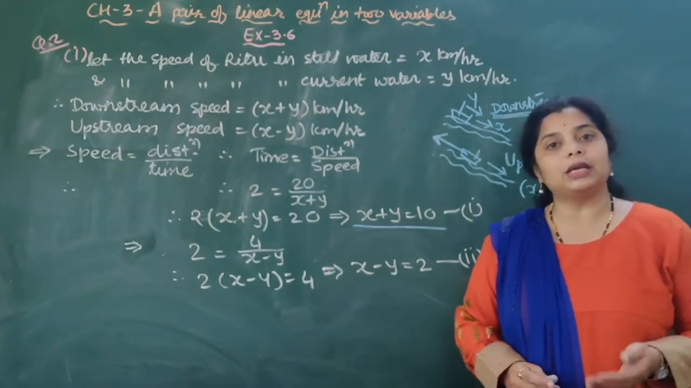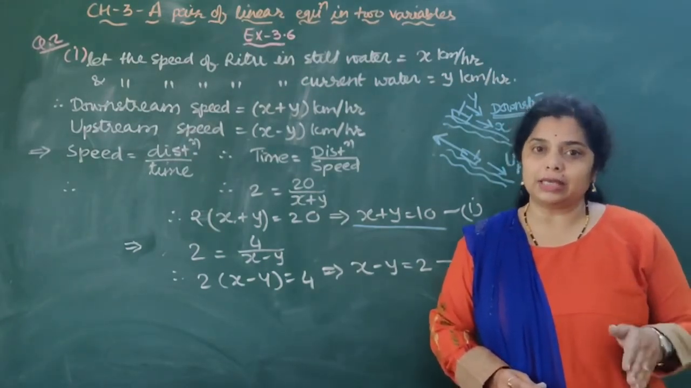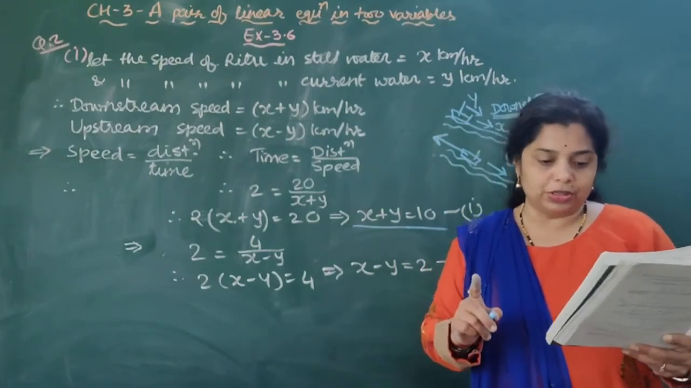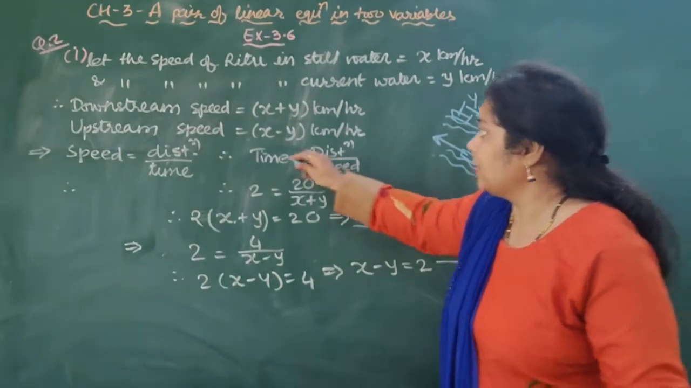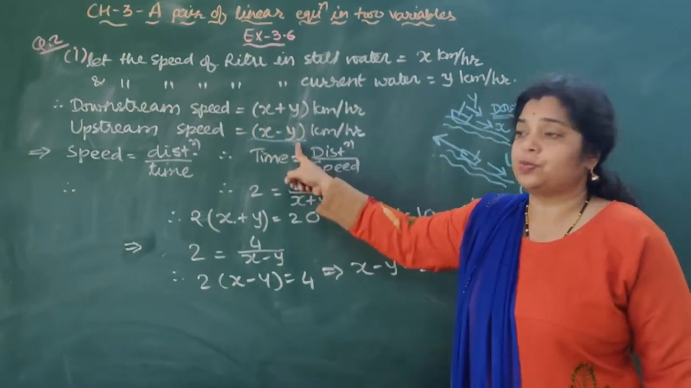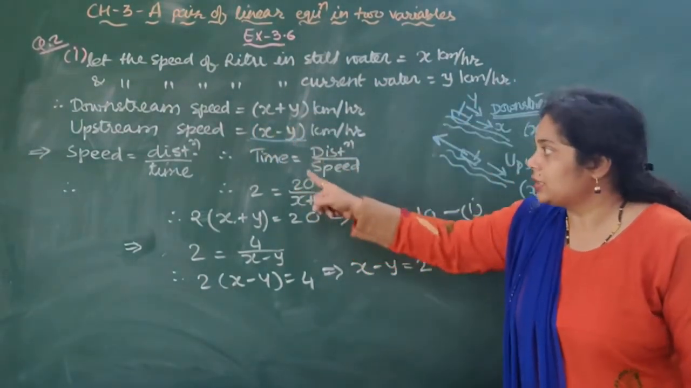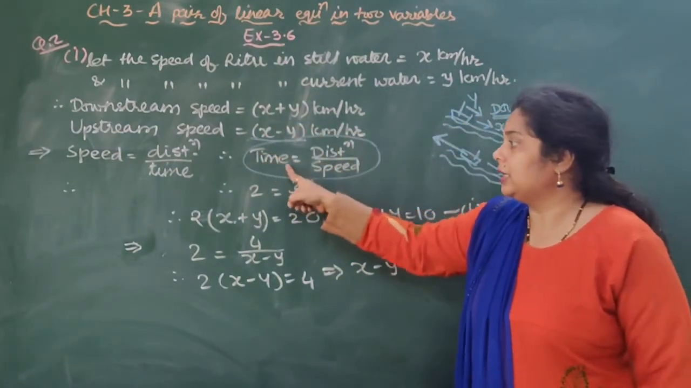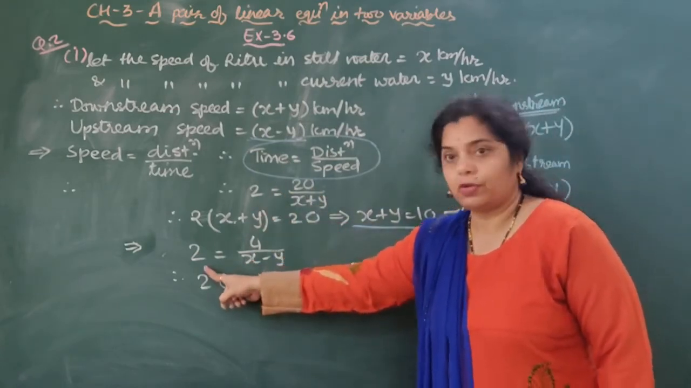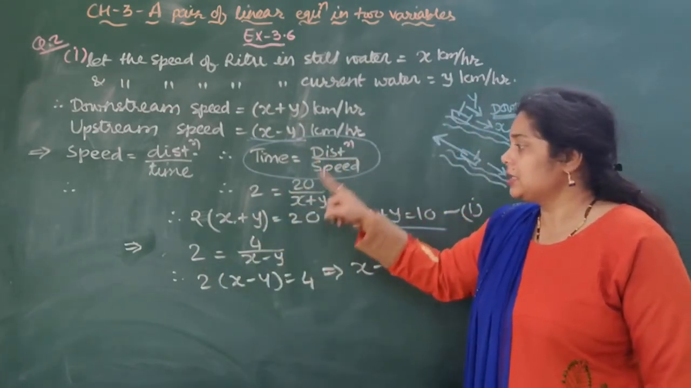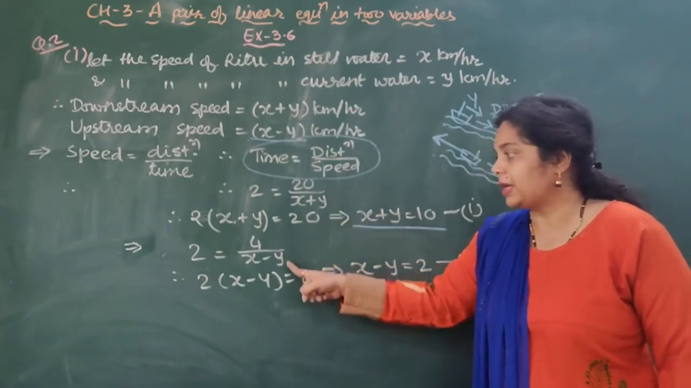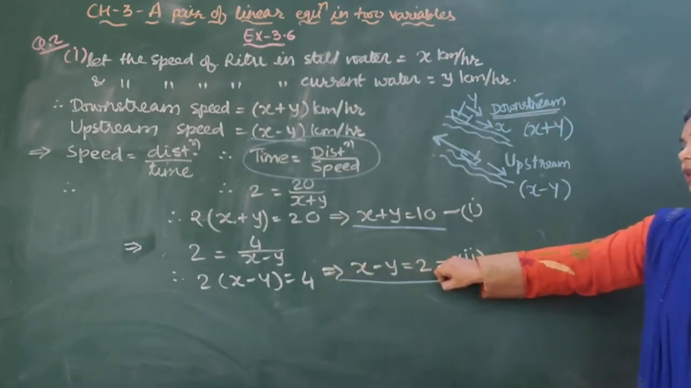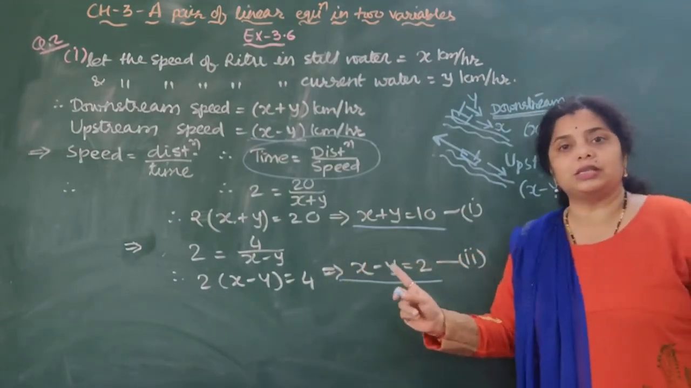Similarly, you have to obtain a second linear equation by using the second case. In that, it is given that upstream is 4 kilometers in 2 hours. Upstream, as you know, its speed is x minus y. So the same formula, time is equal to distance by speed, you have to apply. Here time is again 2 for the second case, distance is 4 and the speed is x minus y. Again you do a cross multiplication and you will get the second linear equation, that is x minus y is equal to 2.